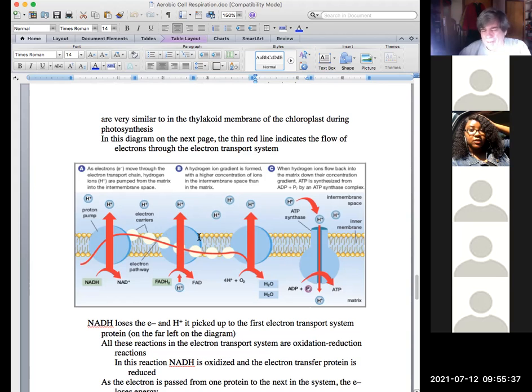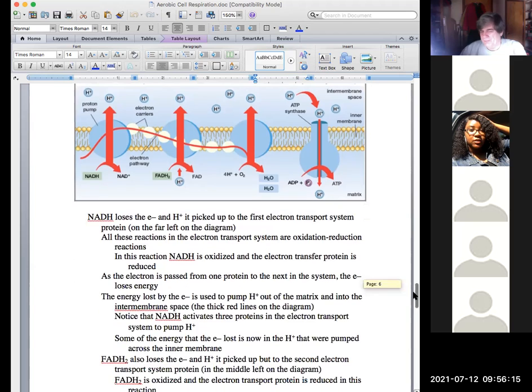Now, remember, we talked about the sodium-potassium pump. Pumping is a form of active transport. So it takes energy. So notice that NADH activates 3 of these protein pumps. FADH2 only activates 2. Well, that makes sense because remember what we just said, NADH picks up high energy electrons, FADH2 has low energy electrons. So you might expect that we would be able to pump fewer hydrogens out of the matrix with low energy electrons than with high energy electrons.